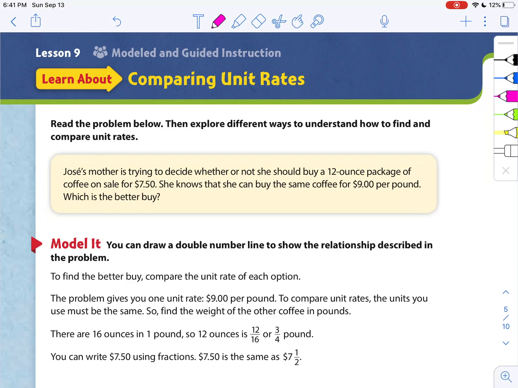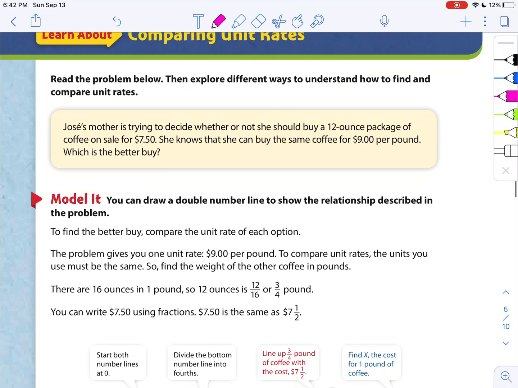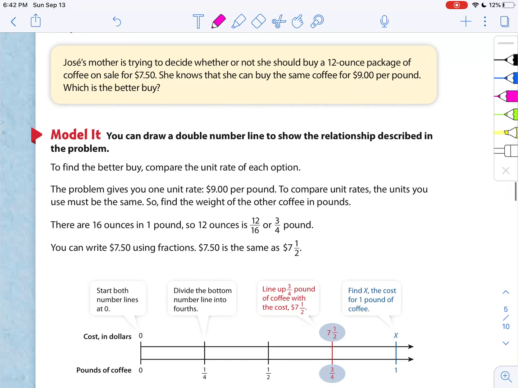Jose's mother is trying to decide whether or not she should buy a 12-ounce package of coffee on sale for $7.50. She knows that she can buy the same coffee for $9 per pound. Which is a better buy? So let's take a look at this problem with a model of a double number line. To find the better buy, we're going to compare the unit rate of each option.